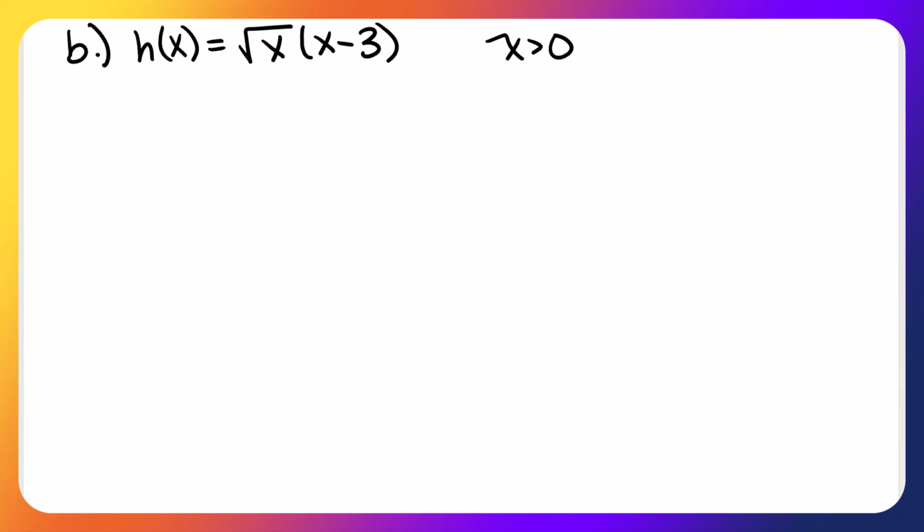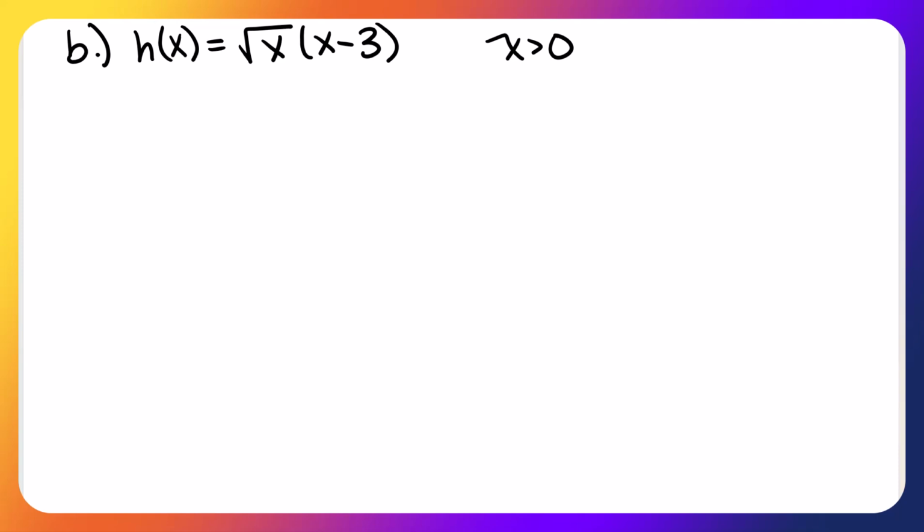So in part B, we had the function h of x is equal to the square root of x times x minus 3. And we're only looking when x is greater than 0. That's because our square root part of this is only defined when x is greater than 0. And we want our derivative to also be defined. So that's going to give us the strict inequality there.